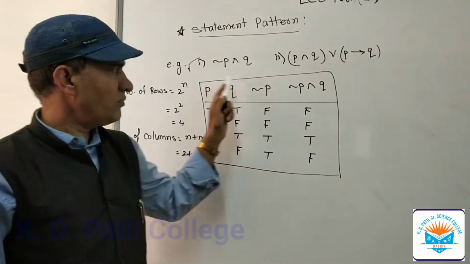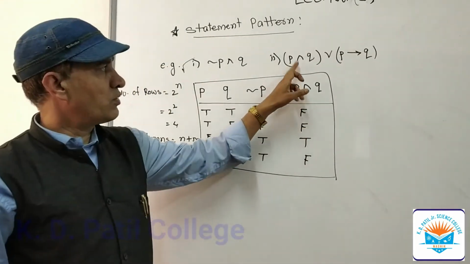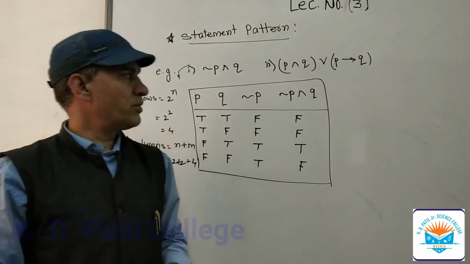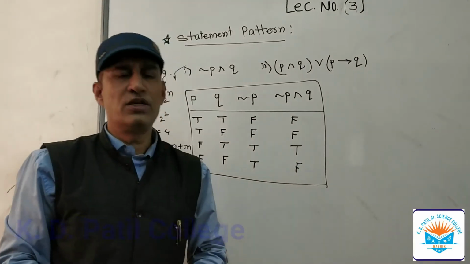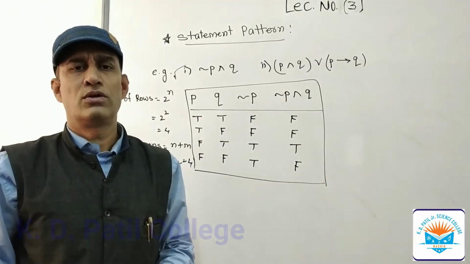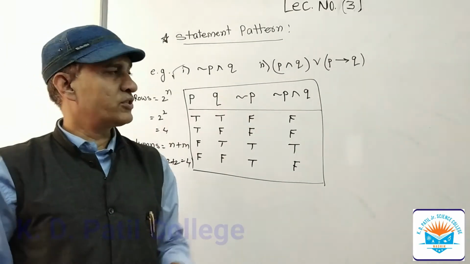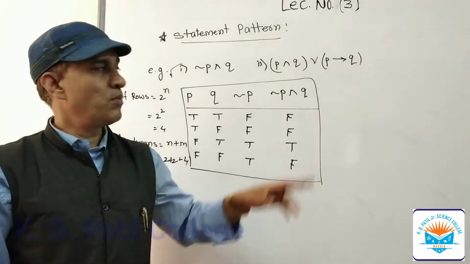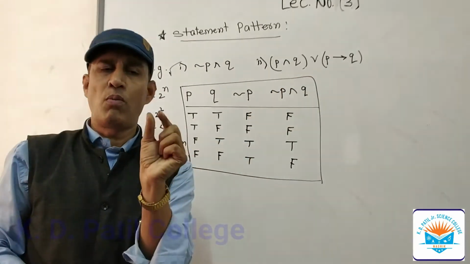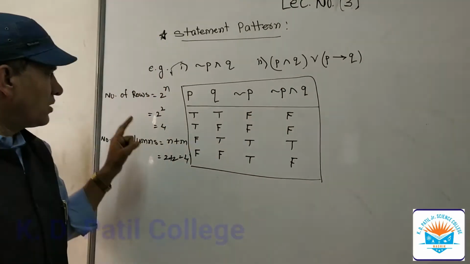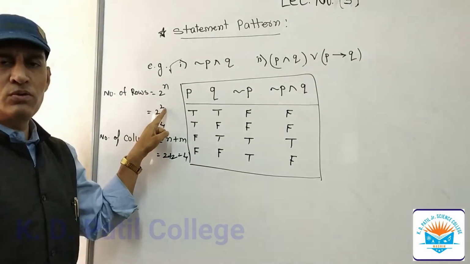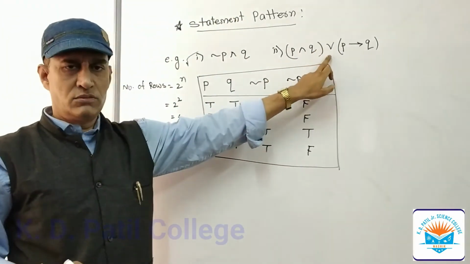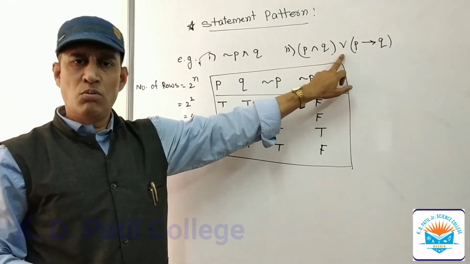Similarly, we can find the truth table of P conjunction Q, bracket close, disjunction P conditional Q. For that, first we have to check how many atomic statements are there. 2. What are they? P and Q. Means number of components n equals 2. Means the number of rows is 2 raised to the power 2, that is 4 again. In this question, the number of rows is 4.